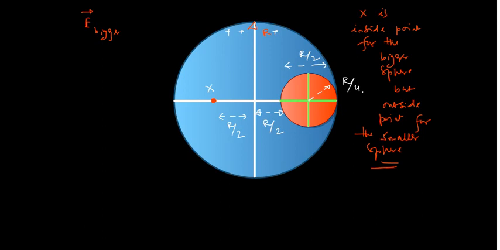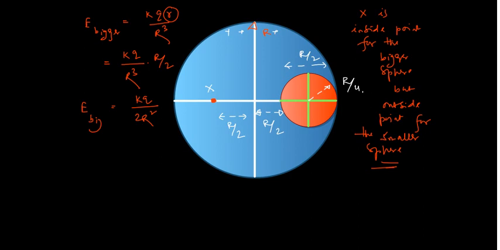So E due to the bigger one, which formula do I have to employ? It is simply KQr by R cube. So I will write KQ by R cube; small r here is given, center से distance कितना है बताइए भाई? R by 2 है ना, so that becomes KQ by 2R square. So this is E due to bigger. Fine, चलो कोई बात नहीं.